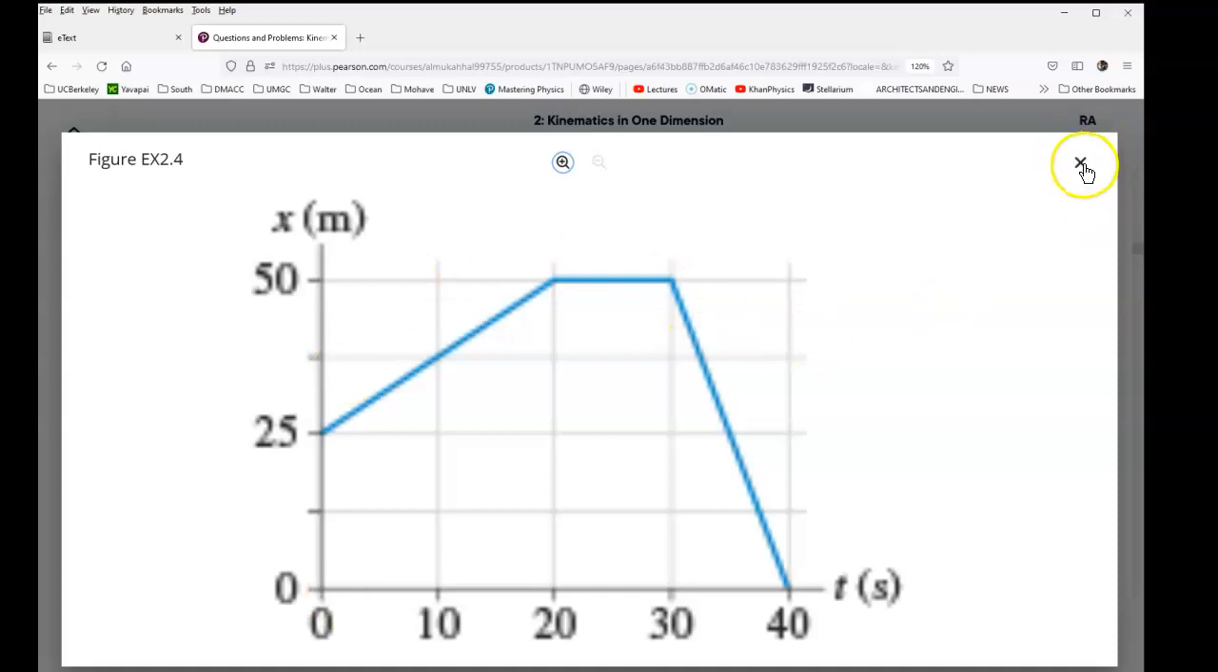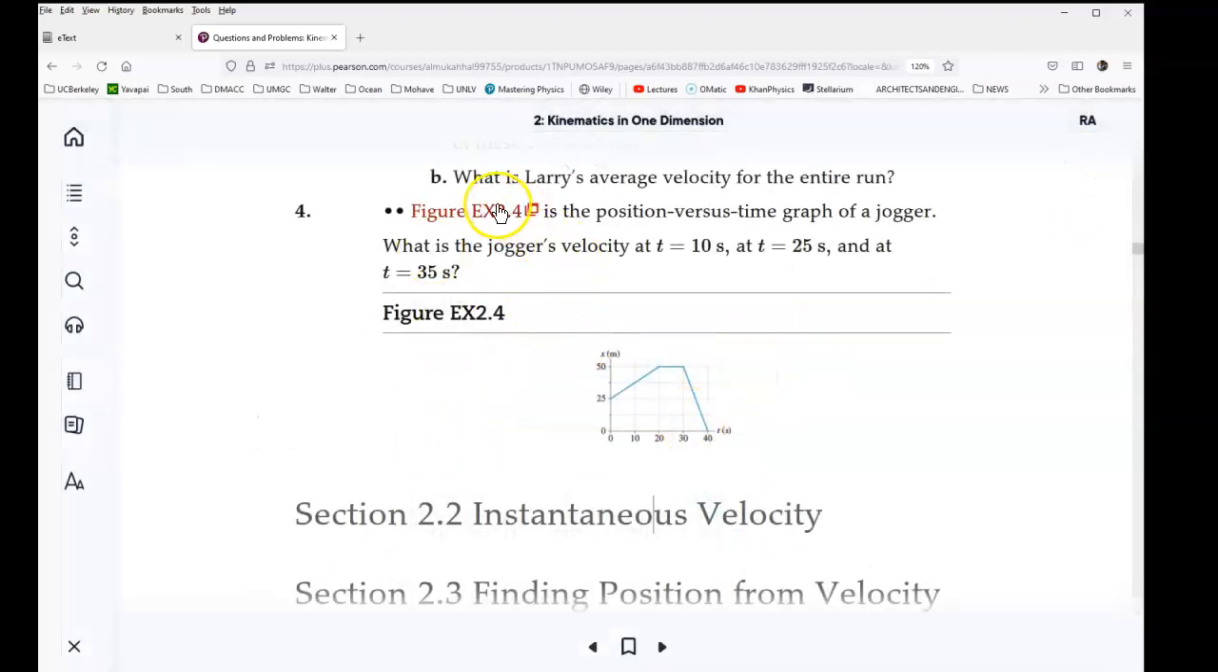So the problem here says, let me look it up. It says here, problem number 4. It says figure 2.4 is the position versus time graph of a jogger. Okay, so we have a jogger. What's the jogger's velocity at t equals 10 seconds, t equals 25 seconds, and at t equals 35 seconds, okay? I hope this is a simple problem for you. Let's work it out.